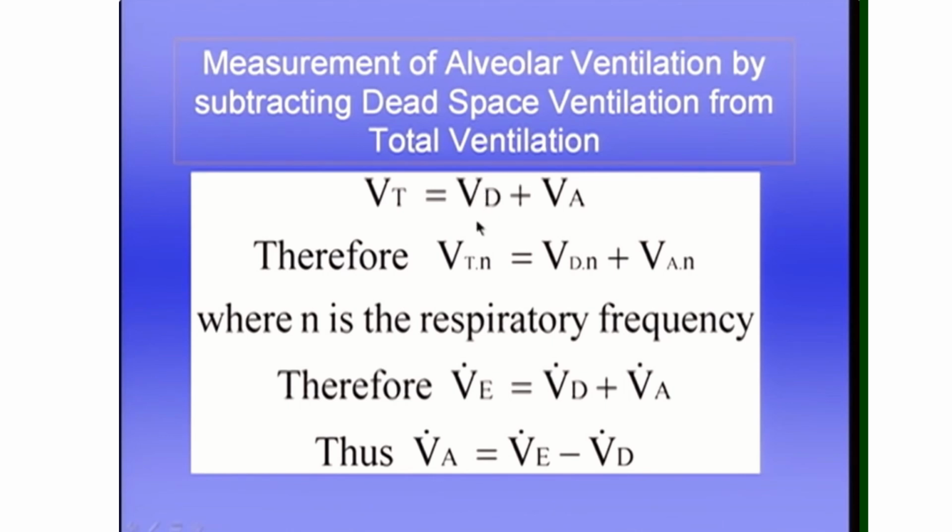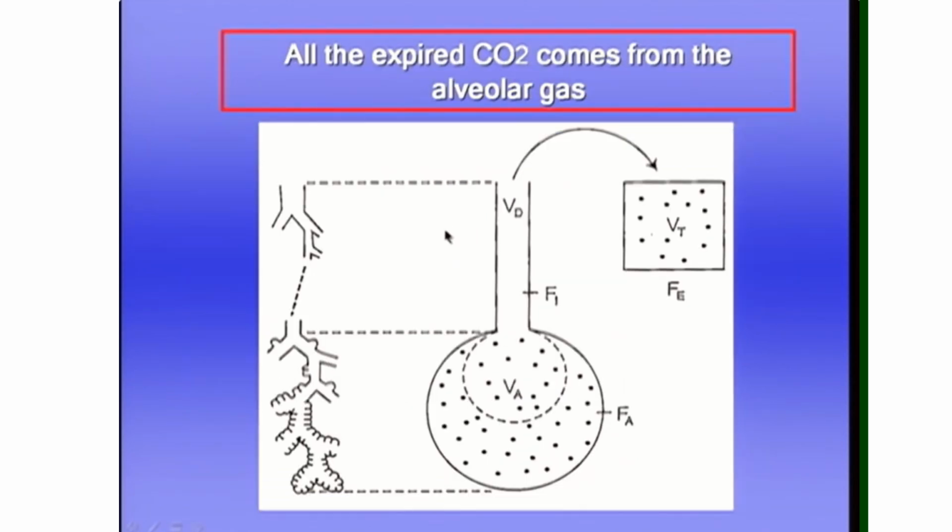And we have another method of measuring alveolar ventilation, which is extremely important, although a little bit complicated at first. And let me introduce it this way. This shows the same diagram as we had before, but it makes a slightly different point. The point it makes is that all of the CO2 in the expired gas comes from the alveolar compartment. Okay?